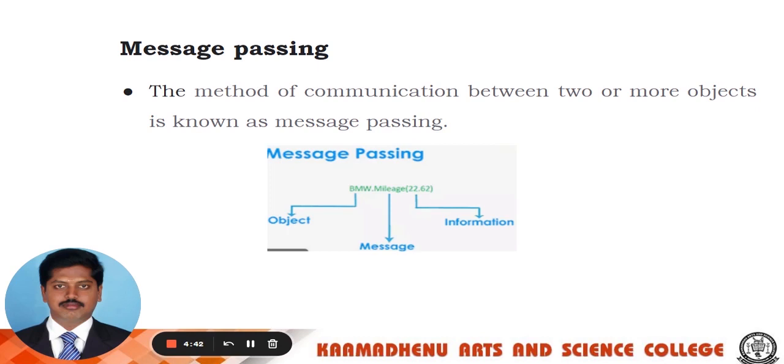An object can communicate with another object to transfer information from one to another. That is called message passing.